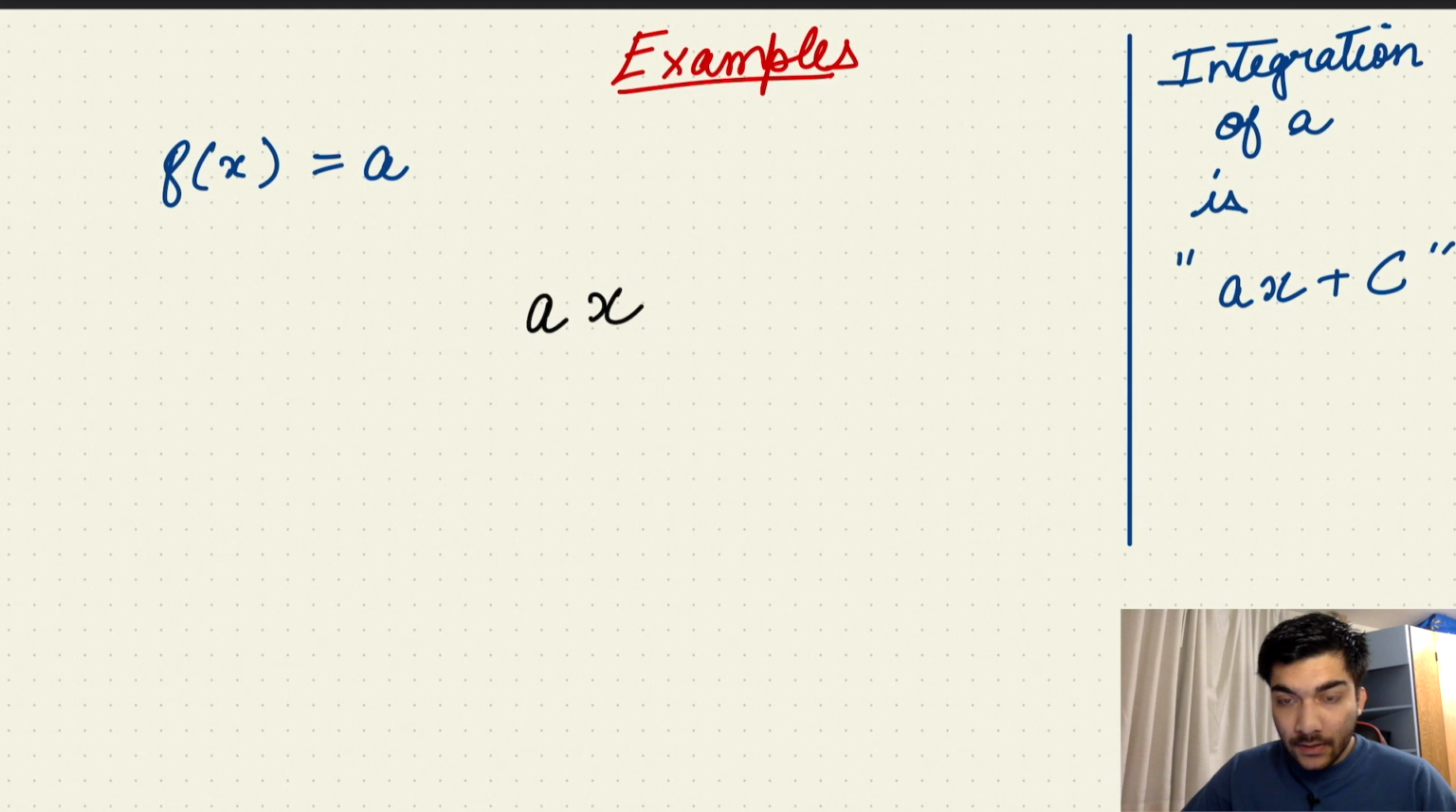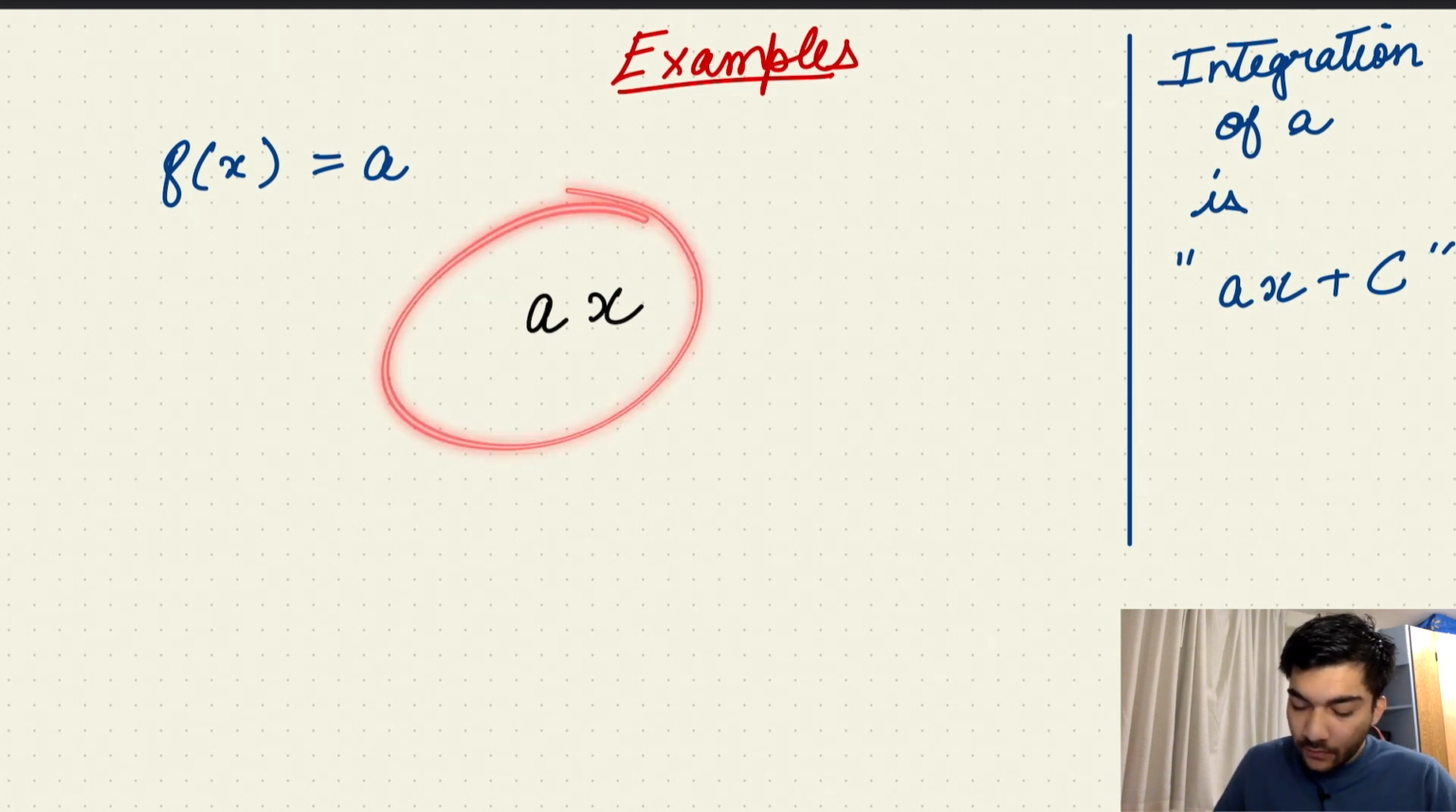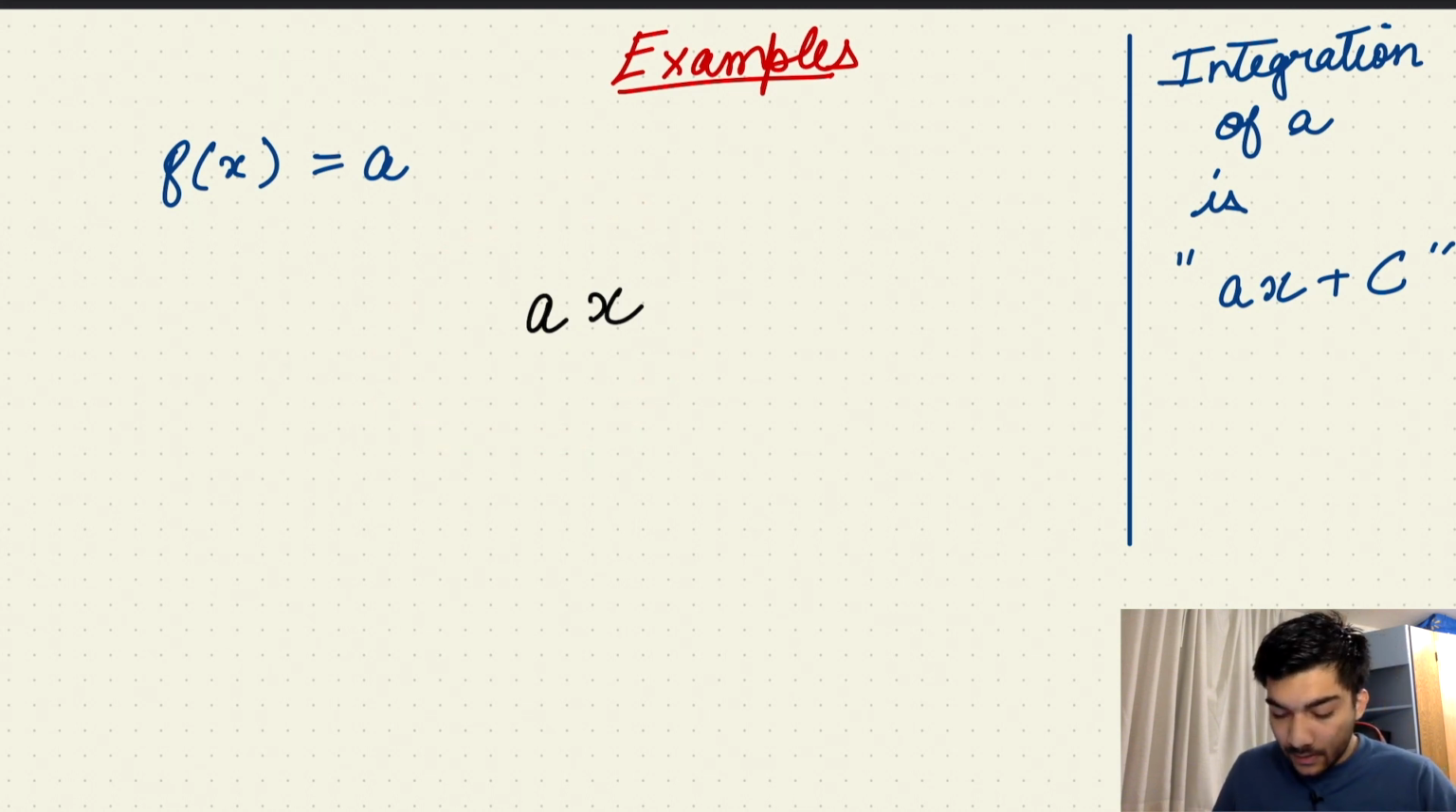But in this answer, or in the guess that we have gotten so far, there is a catch. We also realize one more thing about this function, f(x) equals a: even if I differentiate ax, I'll get a, but if I also differentiate another function which is something like ax plus 1, I'll also get a as my original function if I differentiate this function as well.